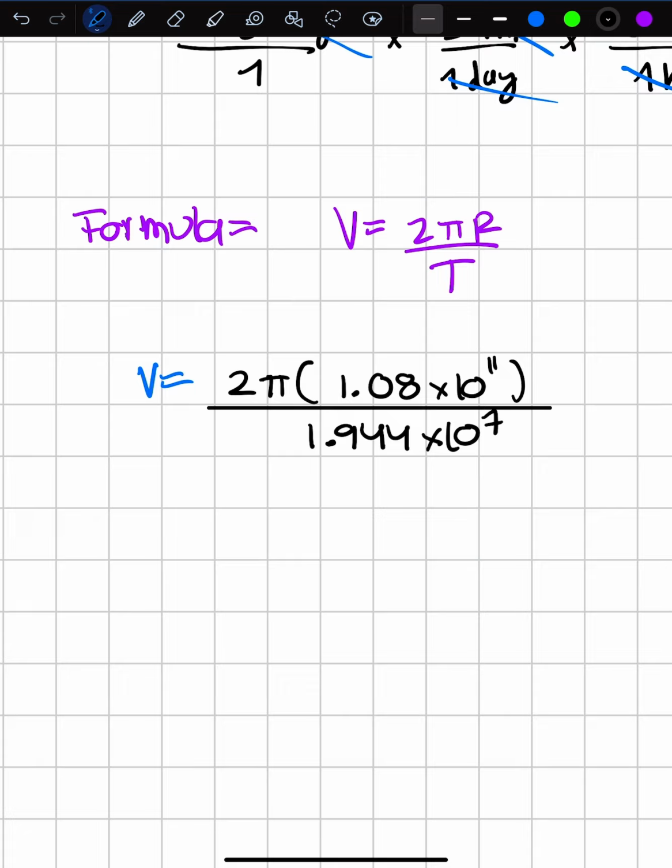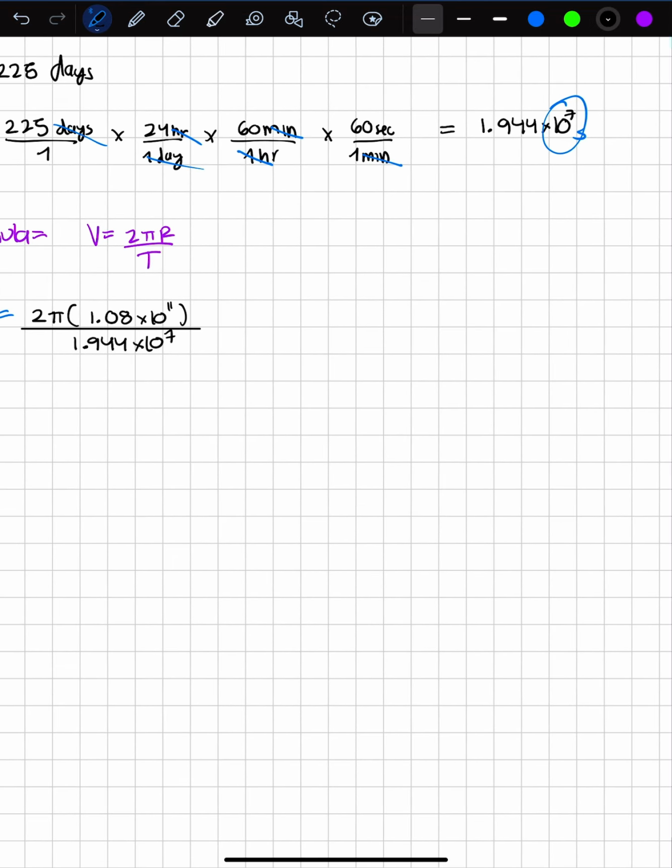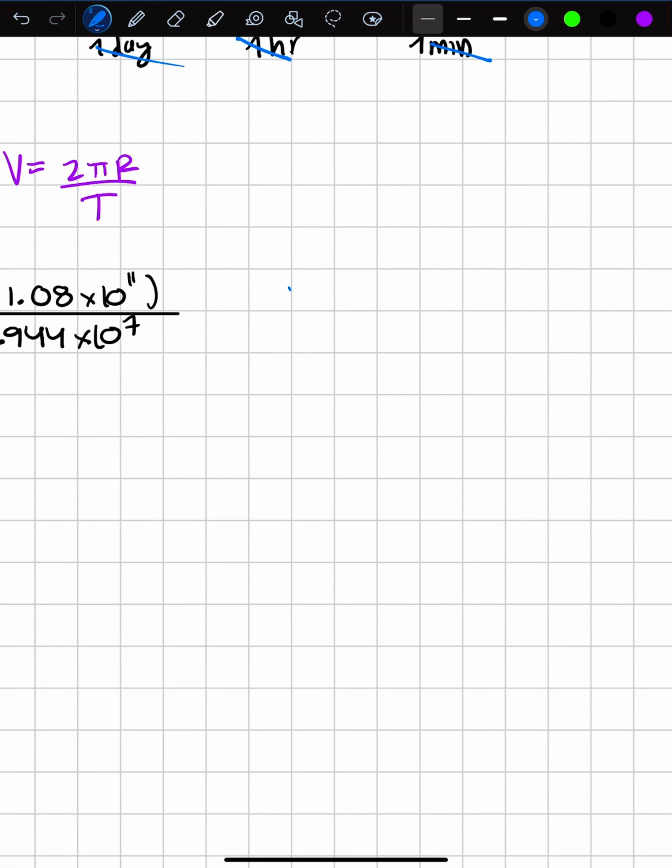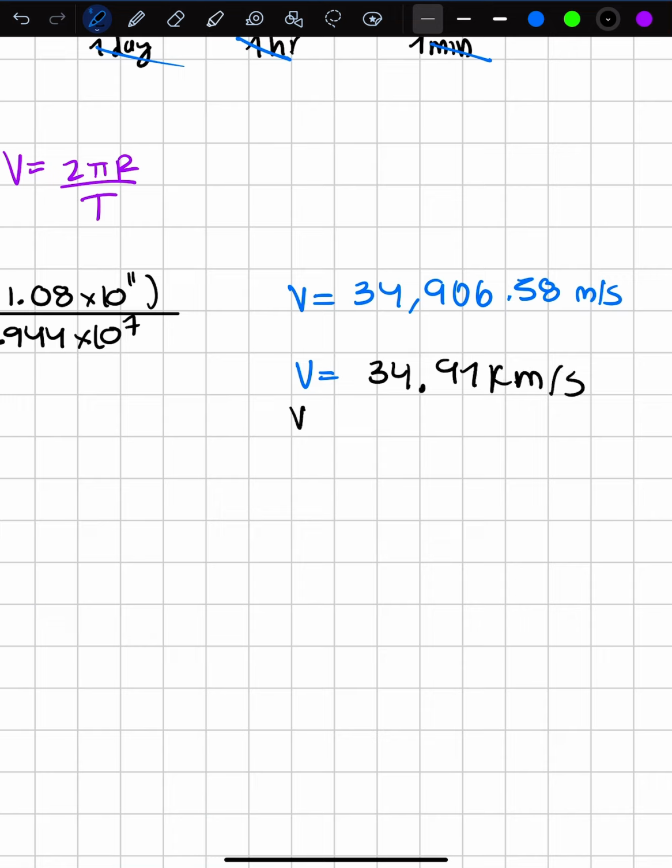We're going to plug that into our calculator, and then we're going to find that our velocity is going to be this number. But they're asking us in the question to get the velocity in kilometers per second. So now we're going to move it from meters per second to kilometers, which means we're just going to move a decimal. So this is the speed for Venus.